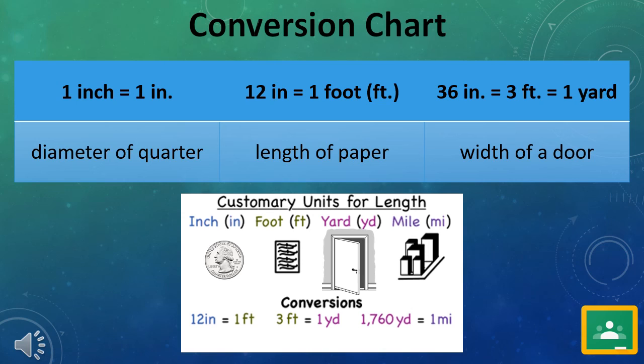Use this conversion chart to help guide your thinking, or just use your brains. So do your best today on your daily practice and your exit ticket. Remember to use the attached helpful hints to help you get your work done today.